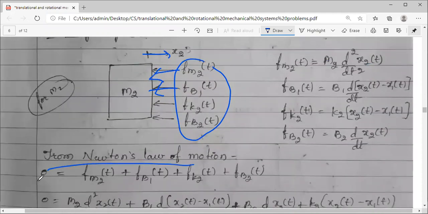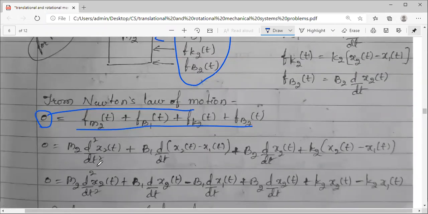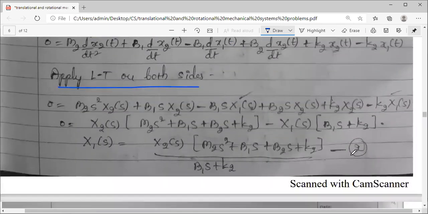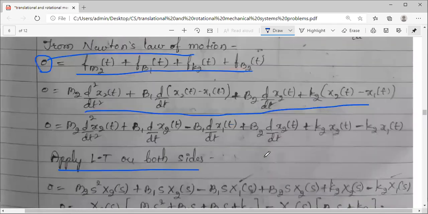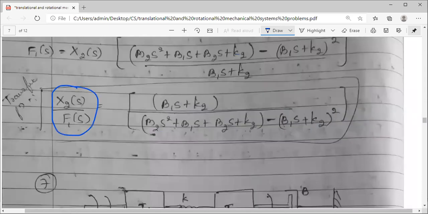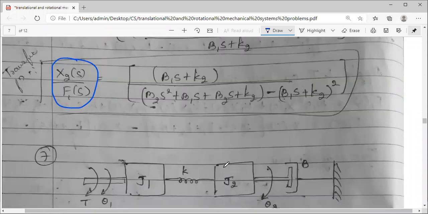Write the equation, Newton's law. No applied force, so 0 is equal to the addition of all the opposing forces. Write down these equations. After that, apply the Laplace transforms. You will get one more equation. Substitute equation 2 in equation 1 and take the ratio of X2 by F1. So you should know why it is X2 by F1, because X2 is your output, final displacement, and F1 is your input. Applied force is the input. Hope you will try this example. Once you do the complete answer calculations, send it to me, let me check.